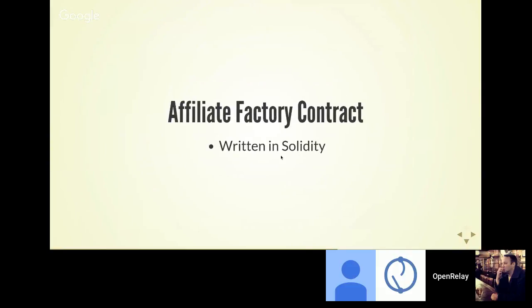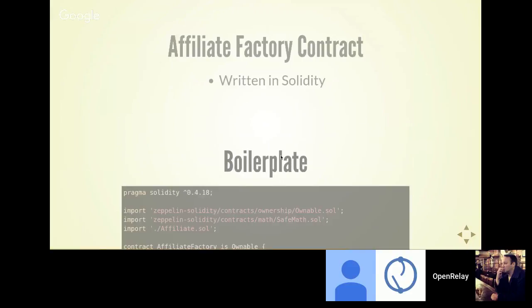All right, so now we're going to talk about the affiliate factory contract. This is where affiliates come to sign up for their own affiliate contract. This is also written in Solidity. The vast majority of Ethereum contracts are written in Solidity. There's a new language that's come out called Viper that people are starting to write contracts in. It's a simpler language, doesn't have things like contract inheritance, makes things a little bit easier to formally validate. But in any case, our affiliate contracts are all written in Solidity.